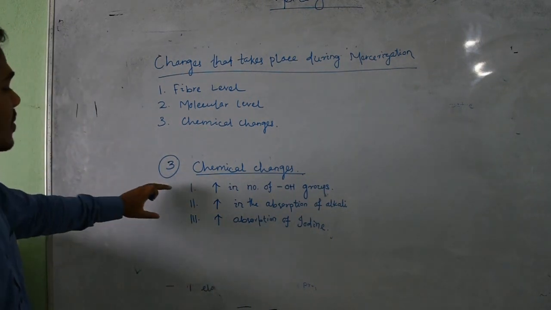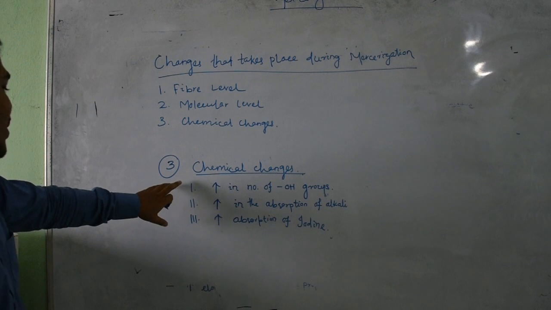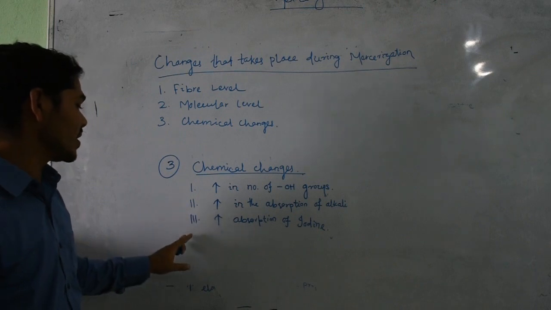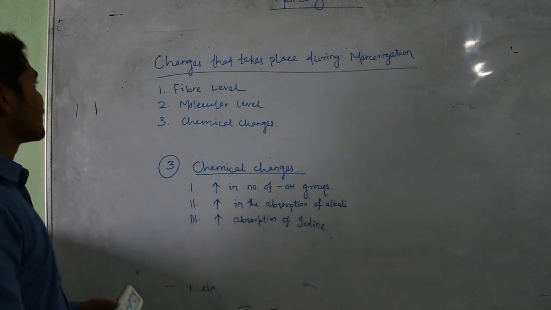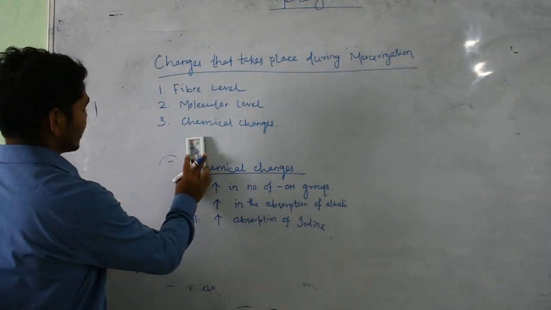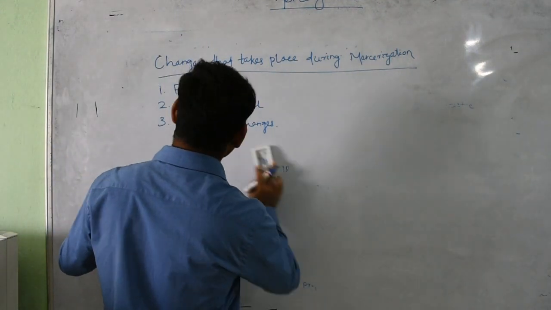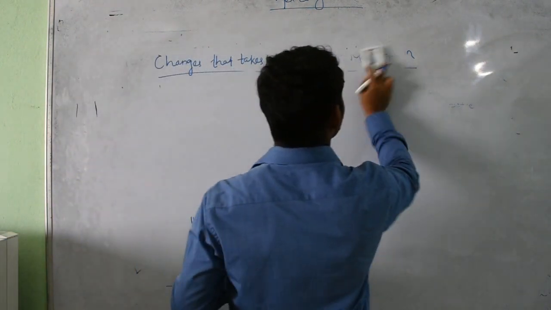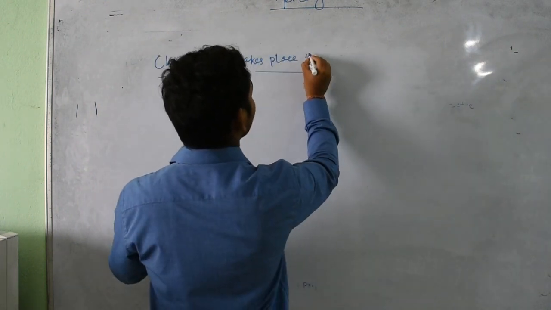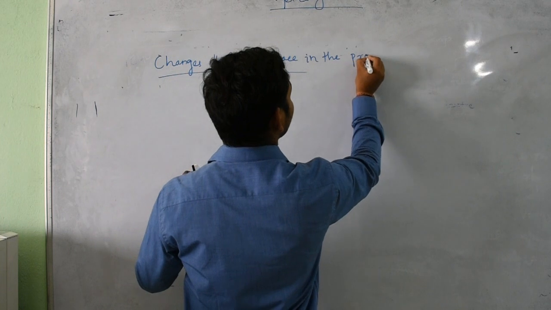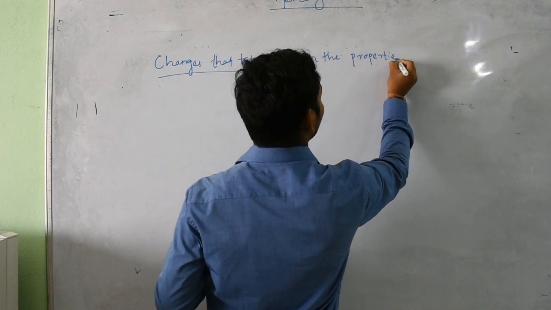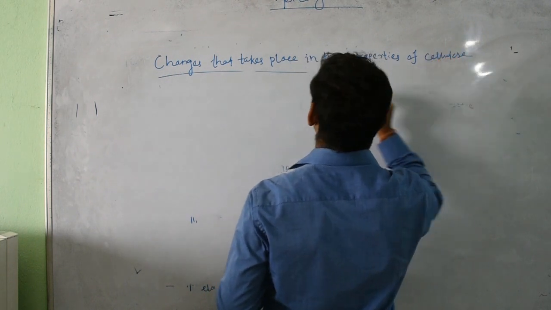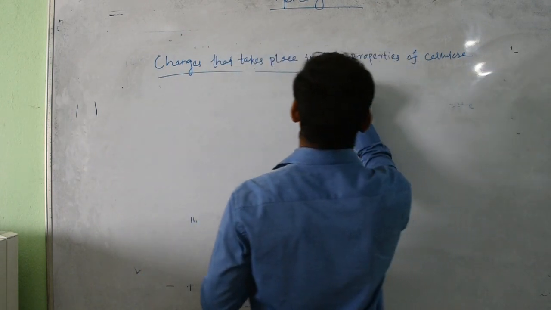So, main changes that takes place during chemical level is increase in number of hydroxyl groups, increase in the absorption of alkali, and increase in the absorption of iodine. Now, next move to the next topic. What are the changes that takes place in the properties of cellulose during mercerization?